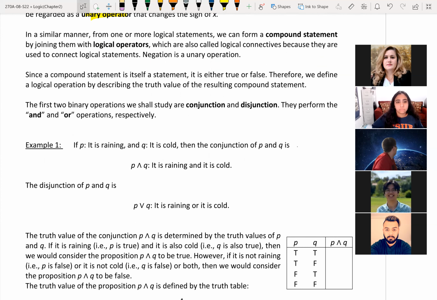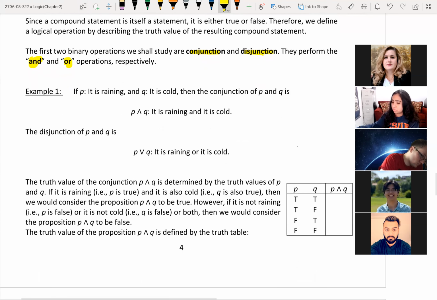This section 2.2 covers only 2 of them, which are disjunction and conjunction. You've seen conjunction and disjunction because you know what is and and what is or, even in other courses, maybe circuits. For and, we call it conjunction. For or, we call it disjunction. So if the statement P is it's raining, and the statement Q is it's cold, then you have P and Q: it's raining and it's cold.